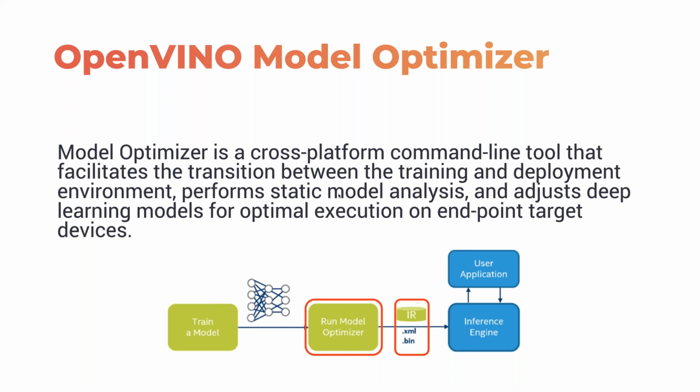Inference engine has no clue whether the original model was trained with TensorFlow or Caffe or MXNet or an ONNX model. It just expects the IR. IR, by the way, stands for intermediate representation, and that is the combination of an XML and a bin file. So I'm going to show you this in the demo, so stay tuned.